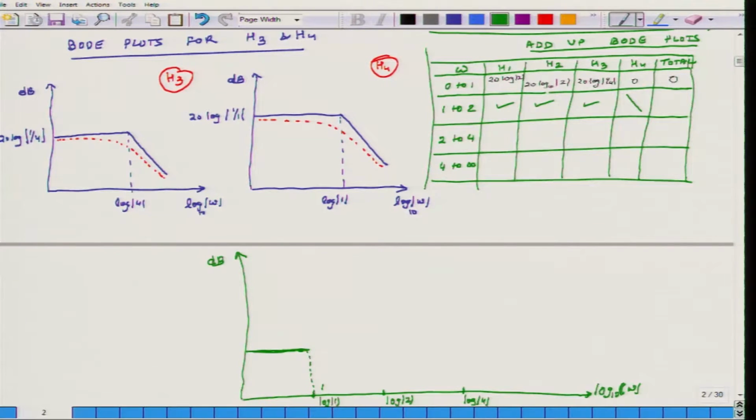Okay. So, actually I am going to modify this curve a little bit so that I can draw easily. So, I am going to draw, so this is 0 decibels. After this it is going to be minus 20 decibels per decade. This is going to be the slope.